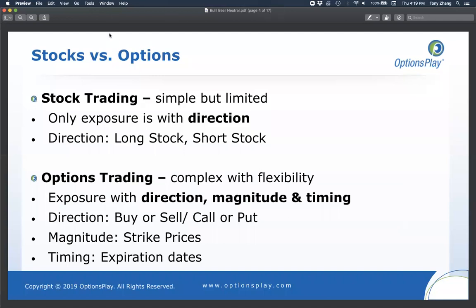When we're trading stocks, the reason that most people like to trade stocks is because it's really simple to understand. However, what that also means is that you're somewhat limited in terms of what you can do when you're trading a stock, because the only exposure you have with stock is simply in the sense for direction, meaning you can either go long a stock or short a stock. And that gives you either bullish or bearish exposure in that underlying stock.